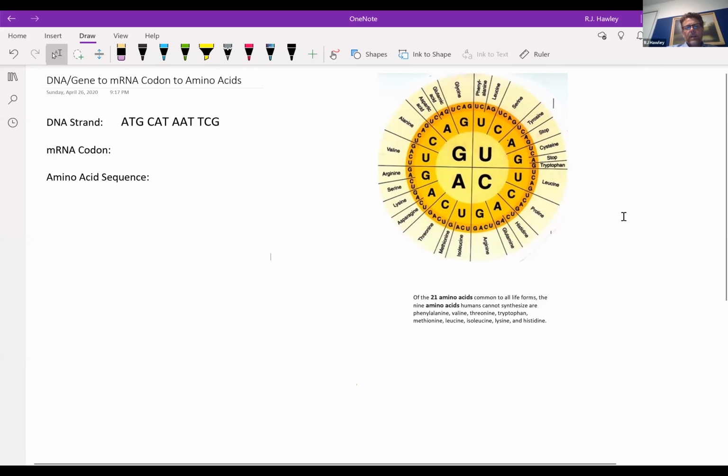This is the thing I did the screencast on, and I just want to look at it for one second, because five or six of you misread how to use this chart over here. So this will just be a short review. But Frankie, if the DNA strand is ATG, what's the mRNA strand? UAC. UAC. Good.